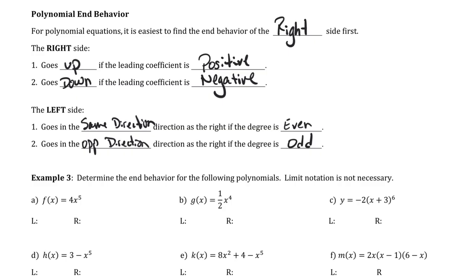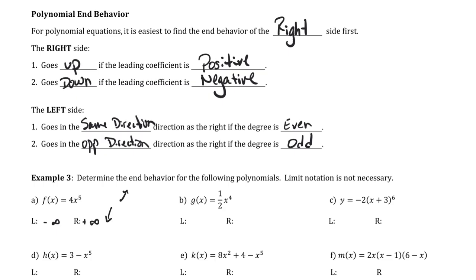So let's look at these examples down here. A, 4x to the fifth. I don't really even care about the exponent beyond it being odd, but I do care about the 4. I know it's got to look like that because it's odd. They have to go in opposite directions. And since 4 is positive, then we know that it has to go uphill. So we're going to use our infinity signs. The left is going to be negative infinity, and the right is going to be positive infinity.